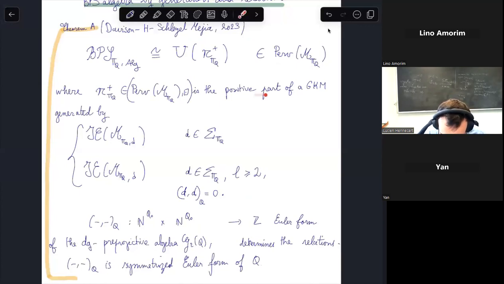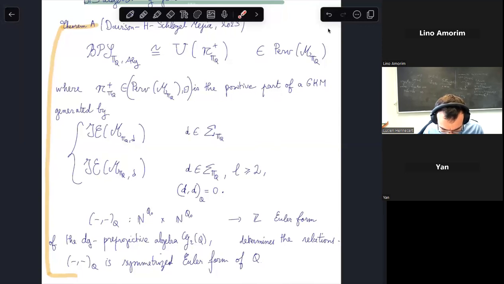And it's a positive part of the generalized Kac-Moody algebra generated by intersection complex on the good moduli space. You don't take the intersection complex on all connected components, but you choose some of them. And there is some peculiar behavior for isotropic roots, so roots satisfying that the square with respect to the Euler form is zero. So for quivers, this Euler form is actually the symmetrized Euler form of the quiver. I wrote a formula yesterday. I don't think it's good if I write it again, so it's not written on these notes.